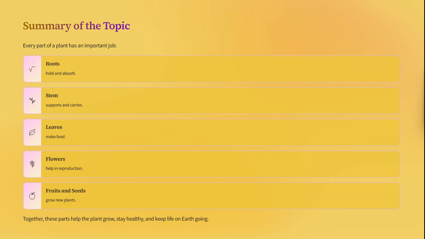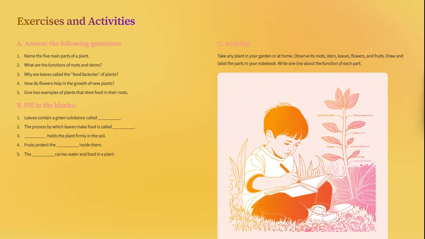So now you know, plants aren't just pretty to look at. They're living factories that make food, give oxygen, and keep life going on Earth. They work silently but powerfully every single day. In our next lesson, we'll go deeper and learn how green plants make and store their own food. The amazing process of photosynthesis in detail.